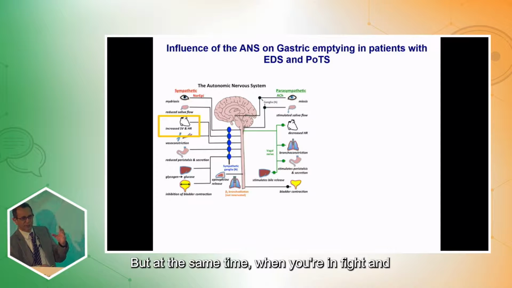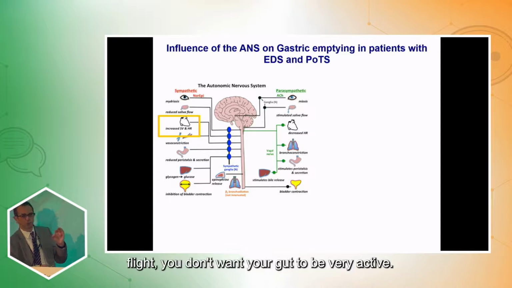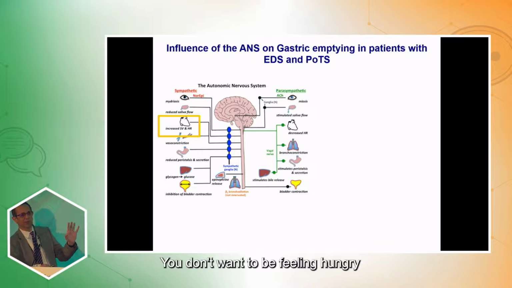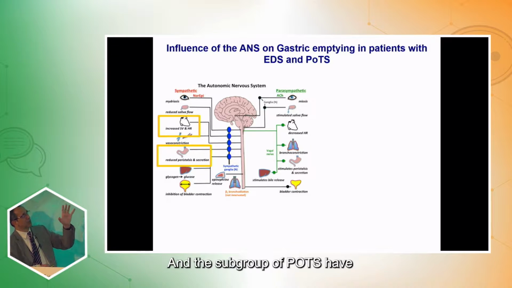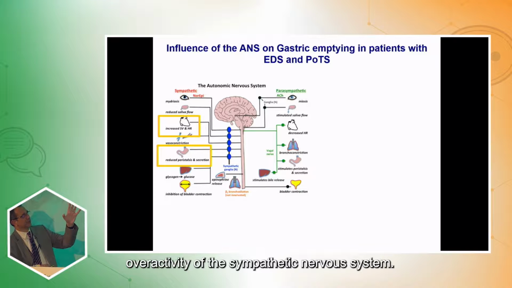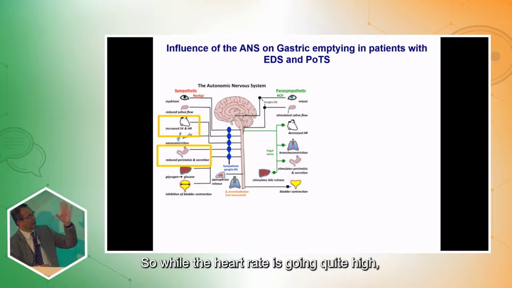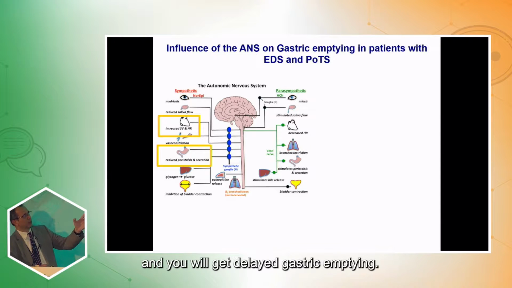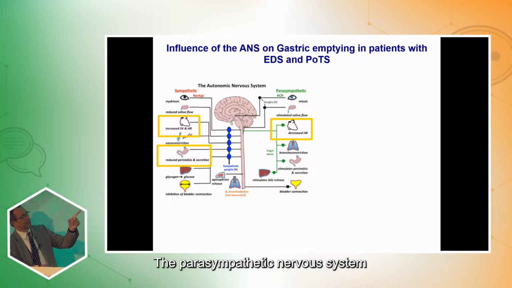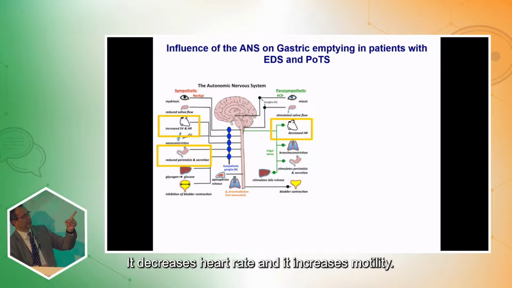But at the same time, when you're in fight and flight, you don't want your gut to be very active. You don't want to be feeling hungry or wanting to go to the loo. So your gut gets inhibited at the same time. And a subgroup of POTS have overactivity of the sympathetic nervous system. So while the heart rate is going quite high, the upper part of the gut particularly gets inhibited, and you will get delayed gastric emptying. The parasympathetic nervous system has the opposite effect. It decreases heart rate, and it increases motility.